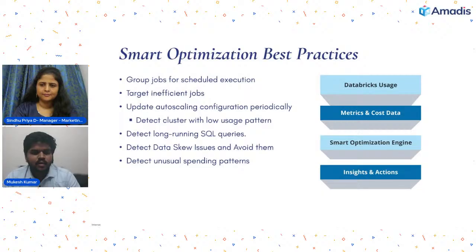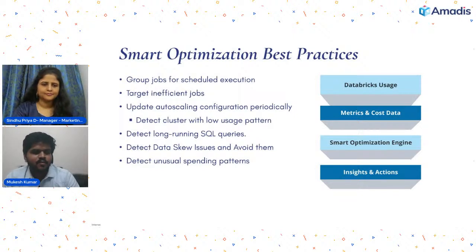And the last thing is we have to detect unusual spending patterns. Databricks already gives us a very good account usage dashboard. We have to always monitor and set up alerts on certain tags and metadata to quickly figure out the unusual spending patterns.